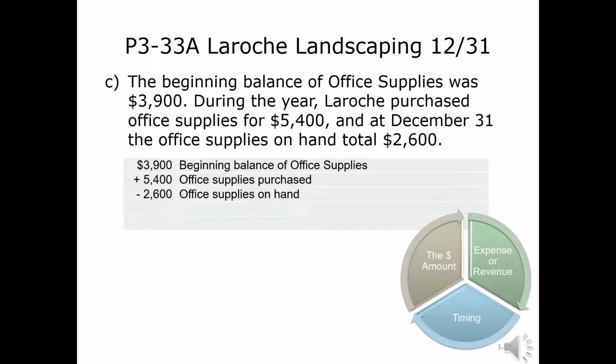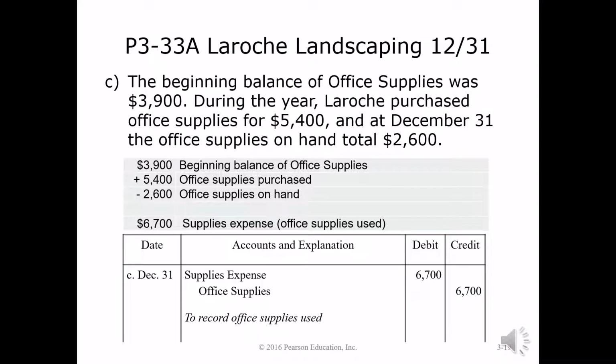The amount of office supplies that we had on hand of $3,900 plus our purchases during the year of $5,400 minus the office supplies we still have on hand means that we've used $6,700, and that is the amount that needs to be expensed for our journal entry. We already decided that we would be debiting supplies expense. The amount is $6,700, and our credit is to office supplies to reduce our asset balance of office supplies down to what we actually have on hand of $2,600, and we do that by crediting the account for $6,700.